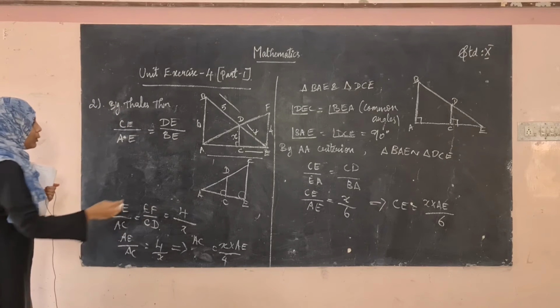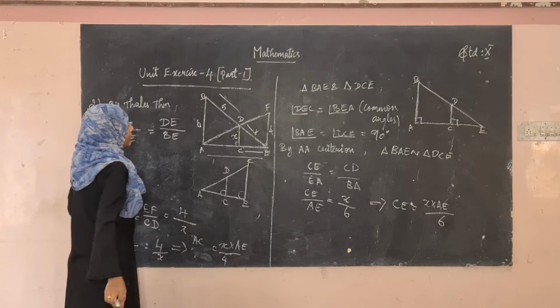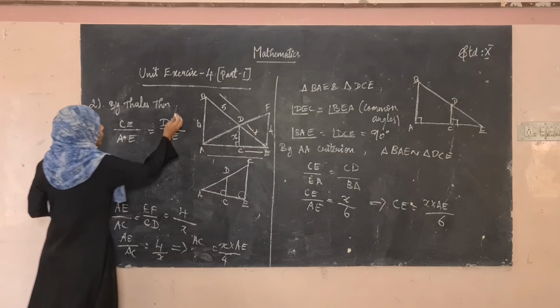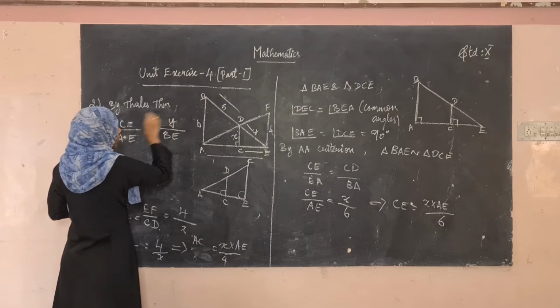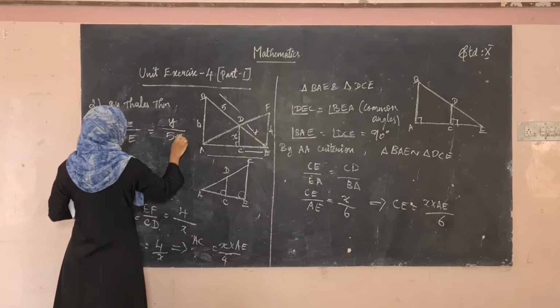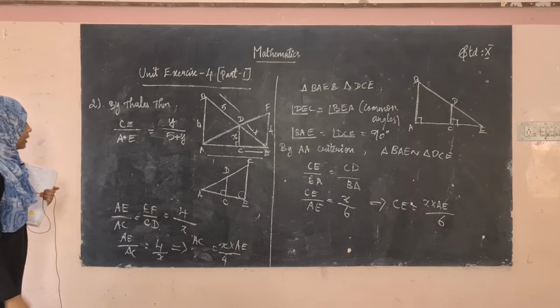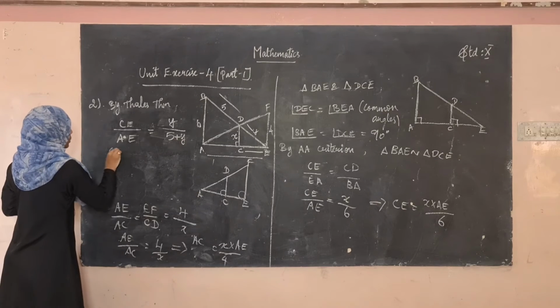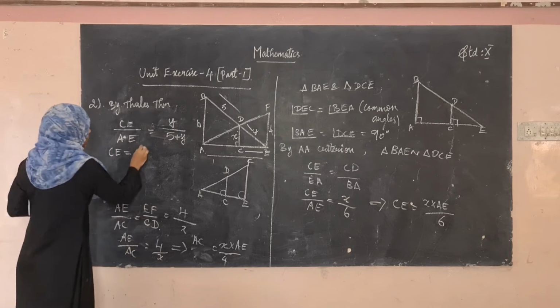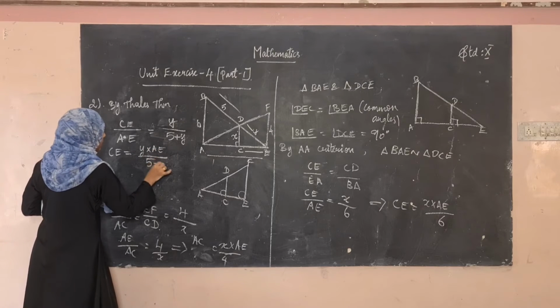Now take the values. What is CE? We don't know the value of CE. What is AE? We don't know the value of AE. And again, what is DE? DE is Y. And what is BE? BE is 5 plus Y. Okay. So CE is equal to Y into AE divided by 5 plus Y.